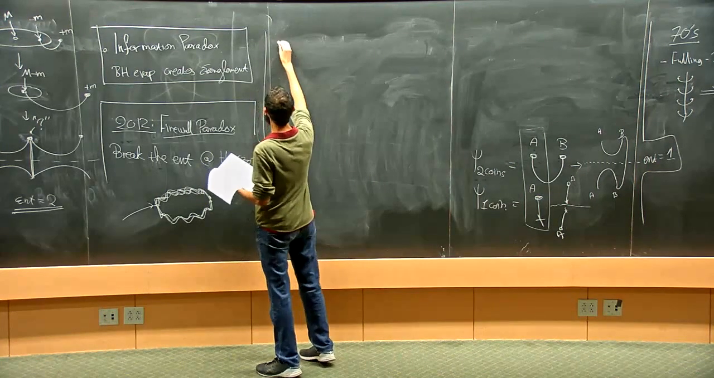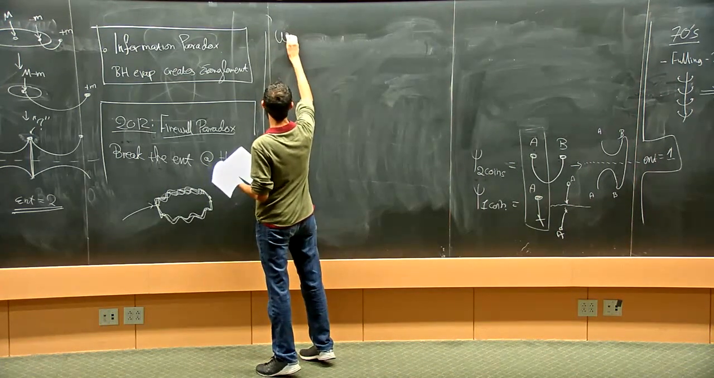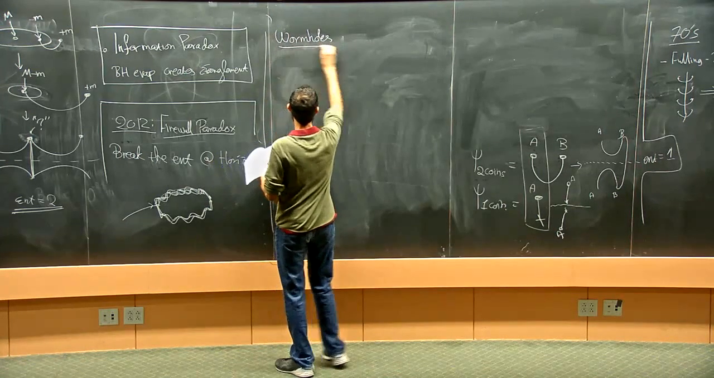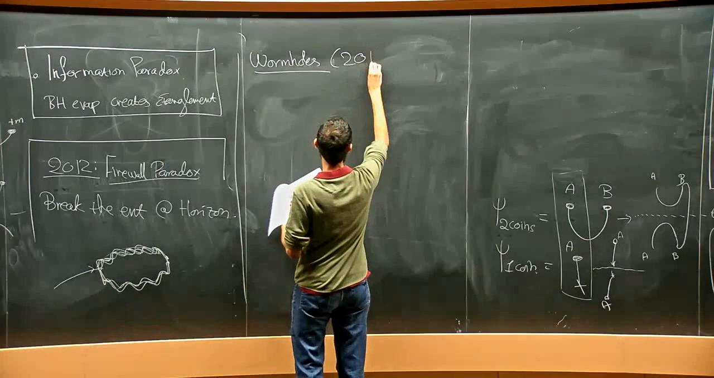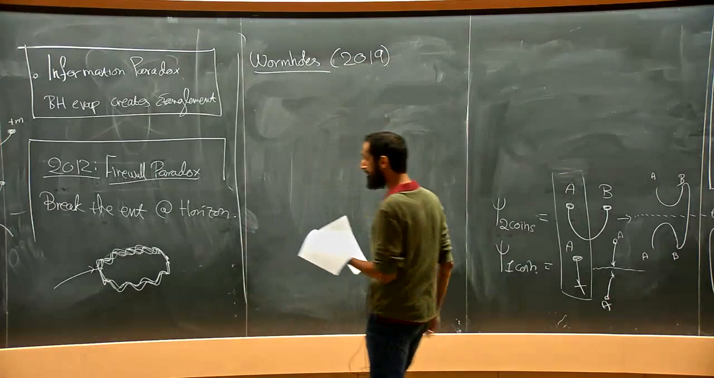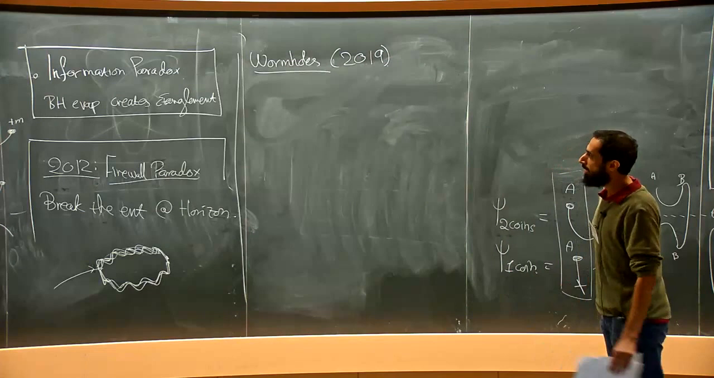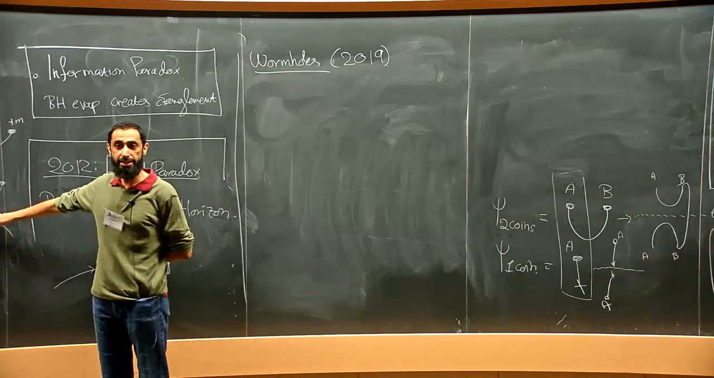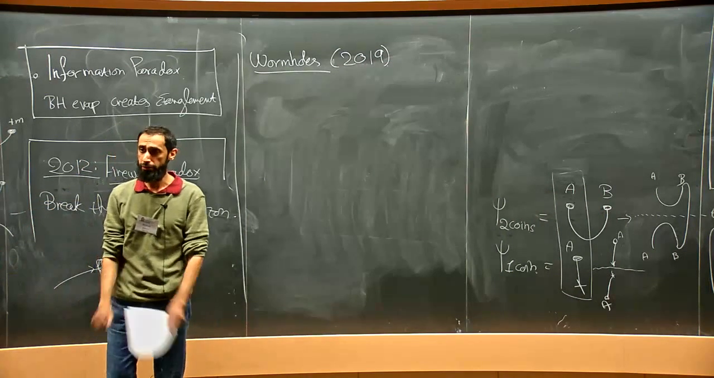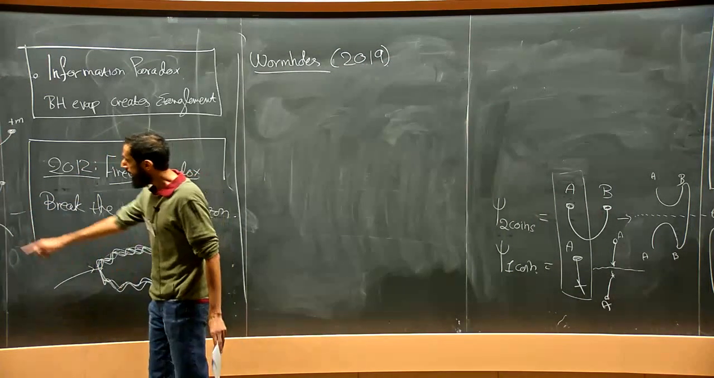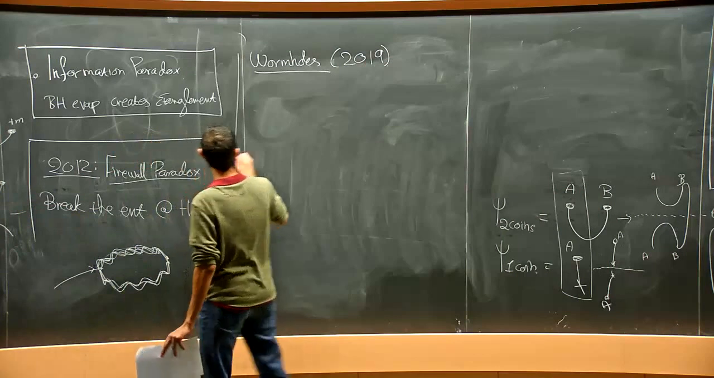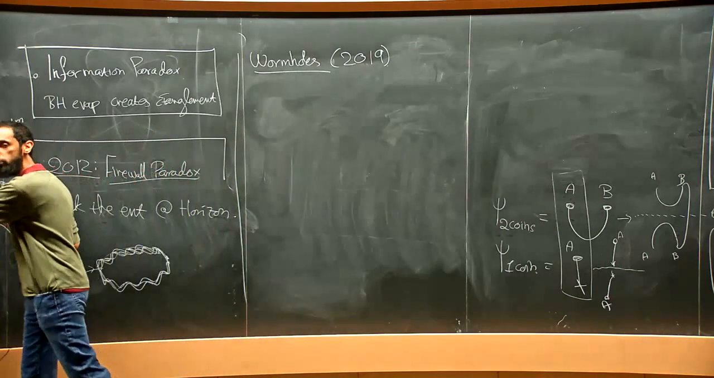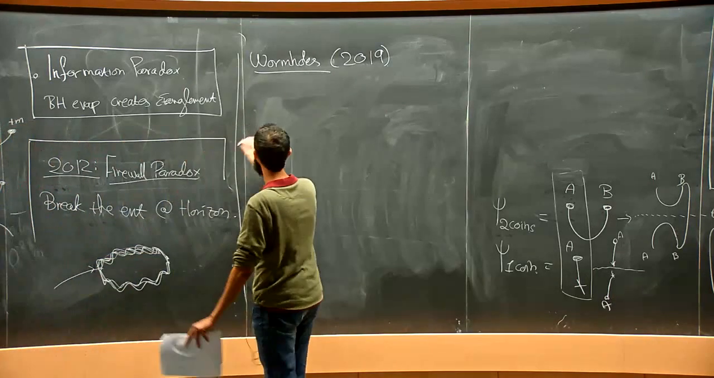Okay, so this has to do with a topic called wormholes. So this is 2019. The idea is to redo Hawking's calculation, but a slightly modified version of it, where instead of taking one black hole, we essentially take this and we square it. Okay? So we have two of these.